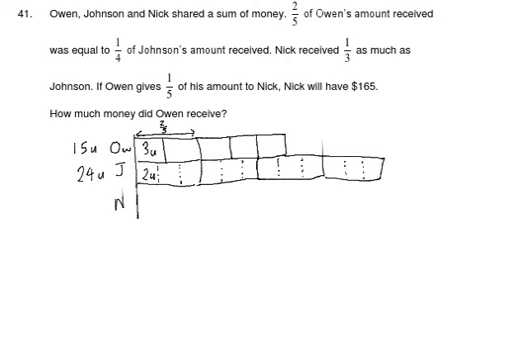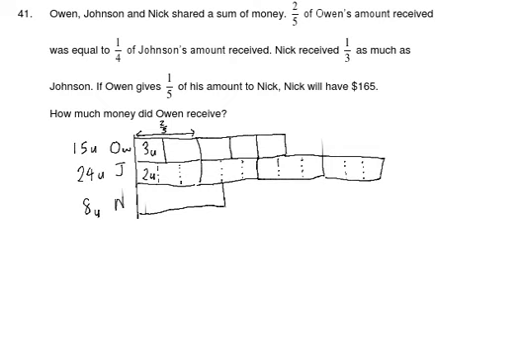Okay, now I can do the last part, which is Nick received 1/3 as much as Johnson, right? So 1/3 of 24 units is how many units? 8 units. So you know that Nick is 8 units. So I know that it's somewhere around here. Yes, correct. Okay, slightly is here, right? Because it's 8 units. Okay? Any issue? Okay. Now, next part.